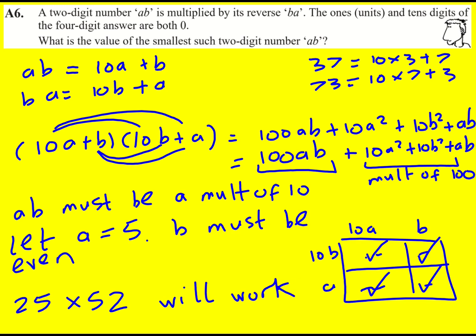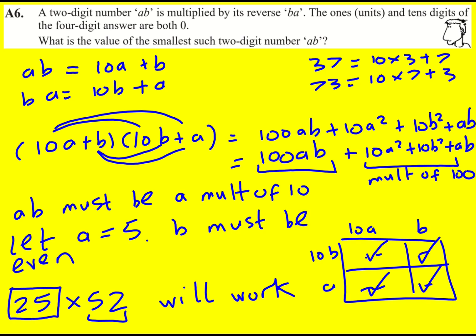So basically, I've done all this algebra. I've got this result up here. And then I've noticed that I have to have AB as a multiple of 10. So one of them is going to have to be a multiple of 5, or in fact 5, because remember they're single digits. The other one is going to have to be even to get a multiple of 10. I've gone with the smallest possible one and then reversed it and seen that this is a multiple of 4, and so that's definitely going to work. So our smallest number is going to be 25.